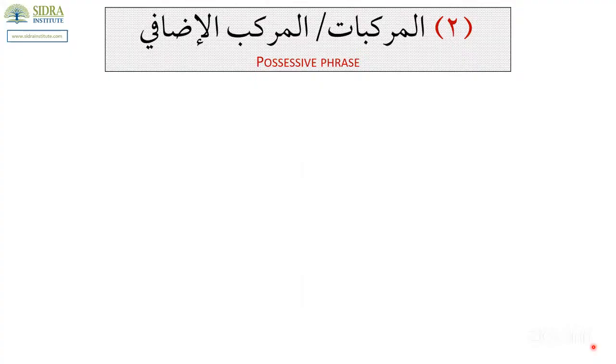It is where we attribute one thing to another through the meaning of possession. And I want to make this clear. Possession is not always the key factor here. But let's give an example of possession. For example, someone says Kitabu Zaydin, Zayd's book. Now Zayd is the possessor and Kitab is the item possessed. So this is a possessive phrase.